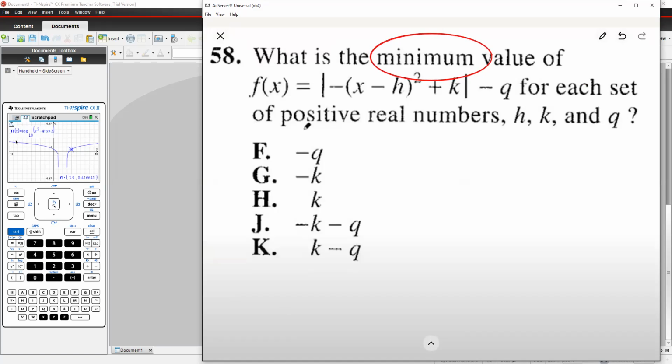Now, if we had a regular graph, you would just graph it and find the lowest point. But because it has all these constants, a lot of students just get confused. But here's what I would do. I would put numbers in for H, K, and Q, and then I would graph it. And then I'd find the minimum, and hopefully there'd be something obvious. So let me show you how I would do that.